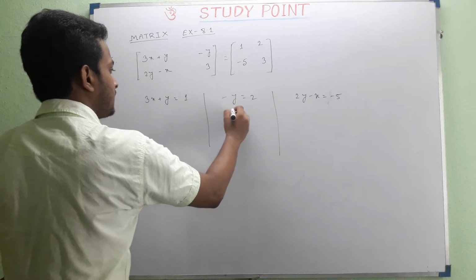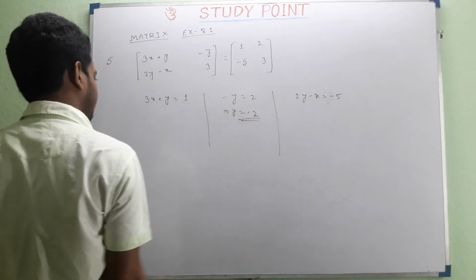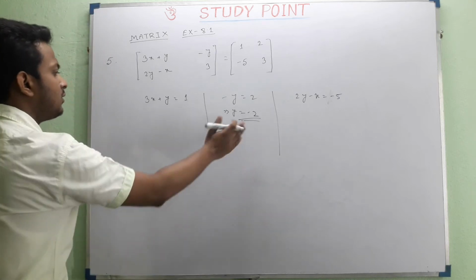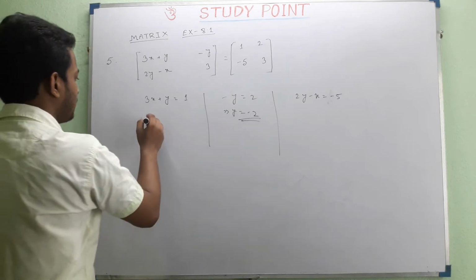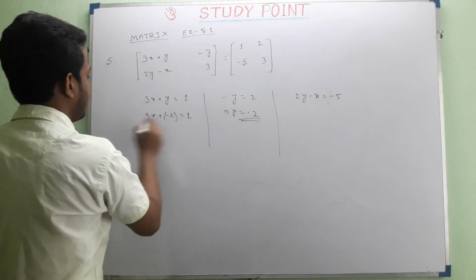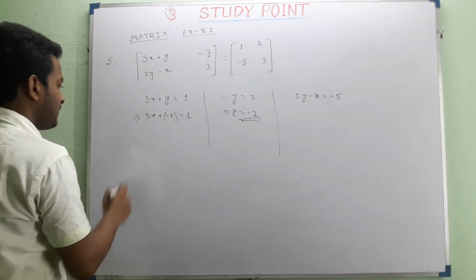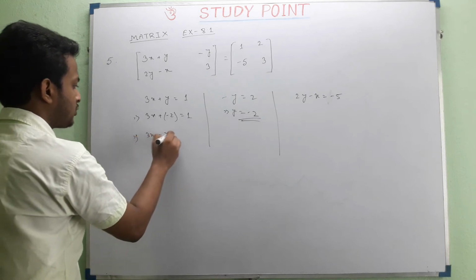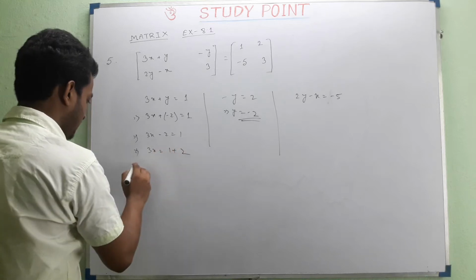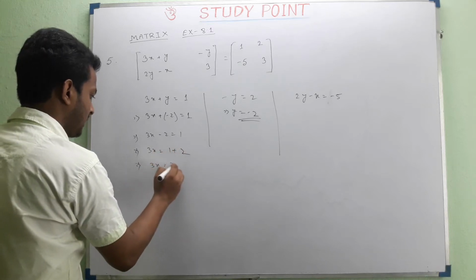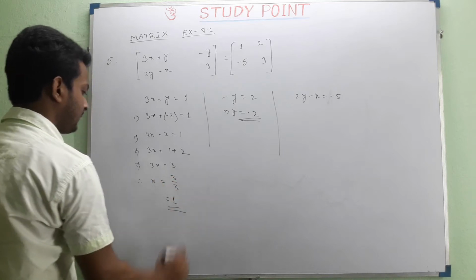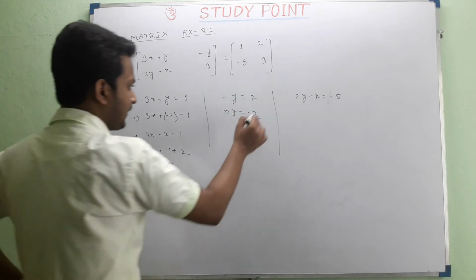Now from here you can see that y is equal to minus 2, because from here we are getting the value of y, so we can directly put it over here: in 3x plus y, instead of y it will be minus 2. Now see, 3x minus 2 is equal to 1. Implies 3x is equal to 1 plus 2. Implies 3x is equal to 3. Therefore x is equal to 3 by 3, that is 1. So this is the value of x and this is the value of y.